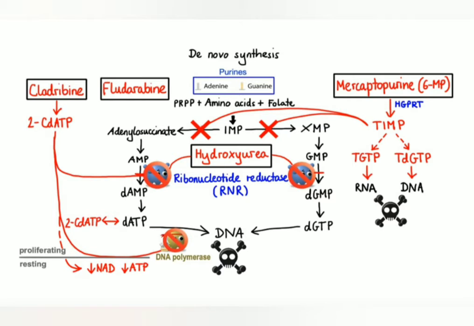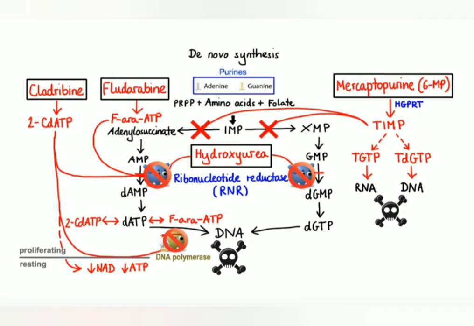Now moving on to our next antimetabolite drug, fludarabine. So fludarabine also requires conversion to the active metabolite, in this case arabinosyl 2-fluoroadenine triphosphate, F-ARA-ATP for short. Once formed, F-ARA-ATP inhibits ribonucleotide reductase and competes with dATP for incorporation into the elongating DNA strand by DNA polymerase, thus terminating DNA synthesis at the incorporation site.